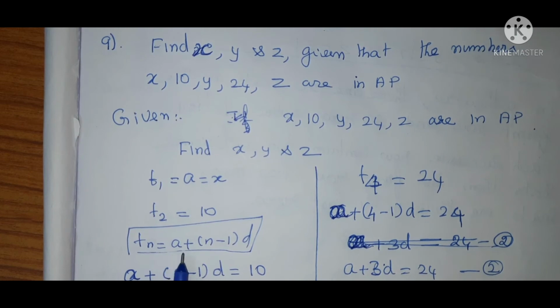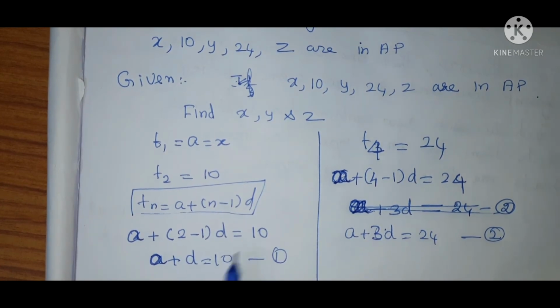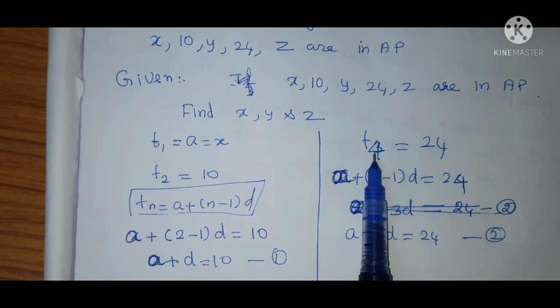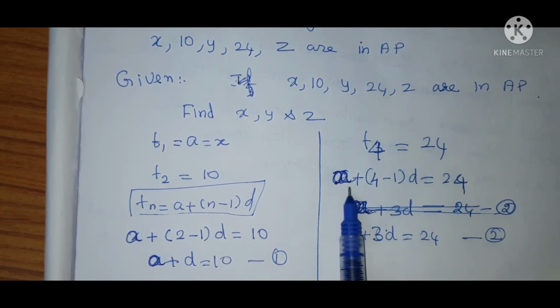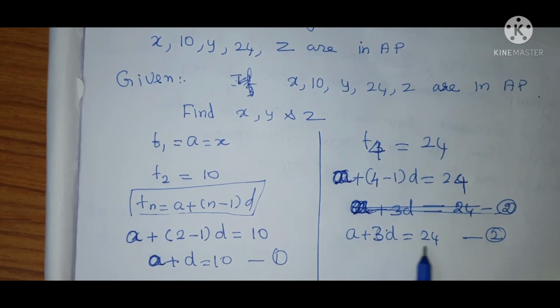Tn is a plus (n minus 1) into d. So a plus (2 minus 1) into d is equal to 10, which gives a plus d is equal to 10. Take this as equation 1. T4, the fourth term, is 24. So a plus (4 minus 1) into d is equal to 24, that is, a plus 3d is equal to 24.